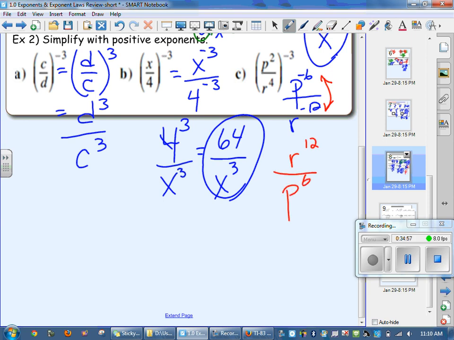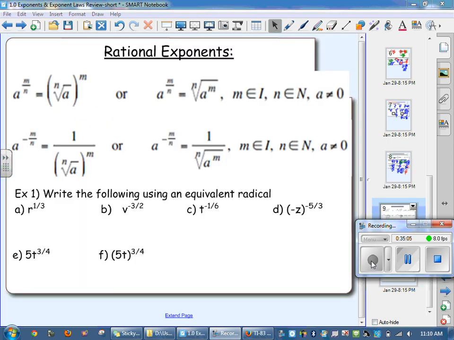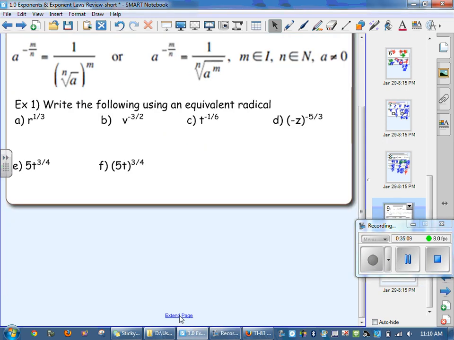We want to write as an equivalent radical, it tells us. So my bottom number is always the index. That gives me a cube root of r exponent 1. Do I have to put that 1 there? No, you do not have to. I'm just showing you so you know where it goes.